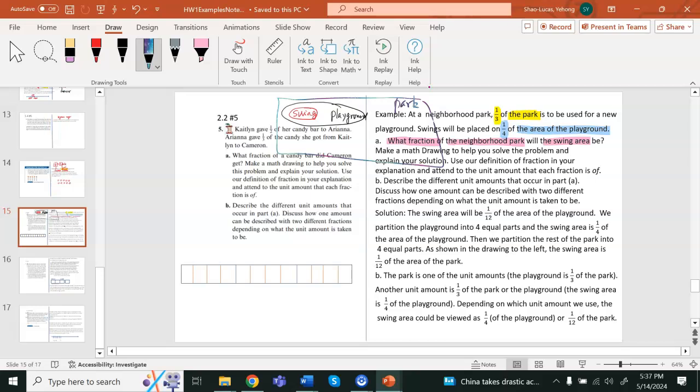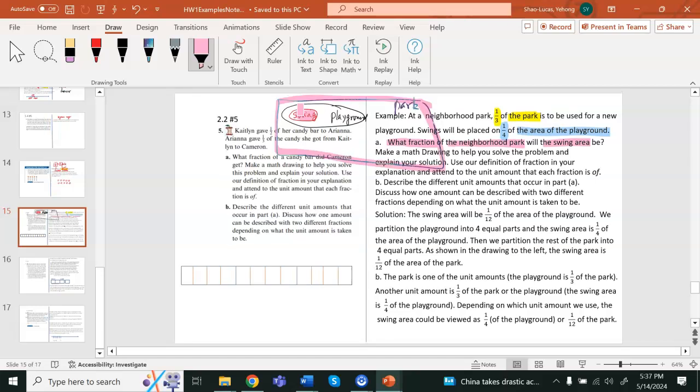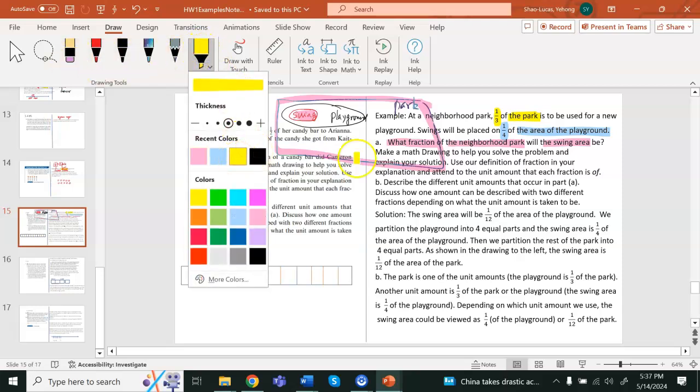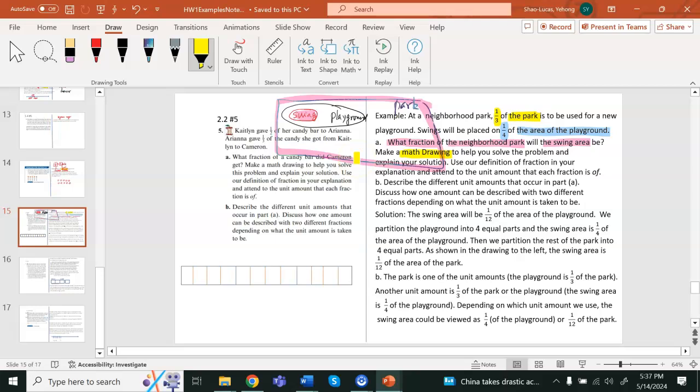All right, so here we're comparing the swing area and the entire park. Of course, when we draw pictures, we want to use a strip diagram. We don't really want to use just a picture like this, though I can keep it here temporarily. First of all, we notice that the question did ask us to make a math drawing. If they say that, you must show a math drawing to help you solve the problem, and use our definition of fraction.